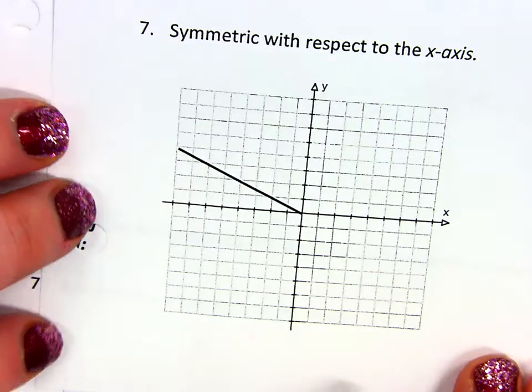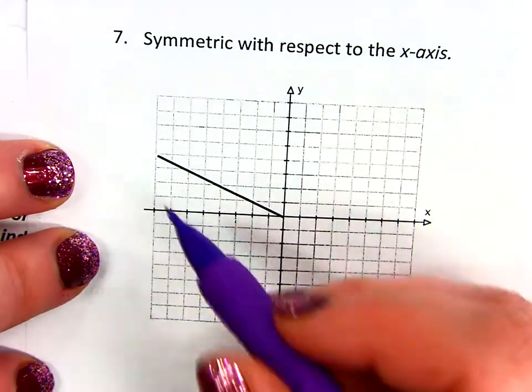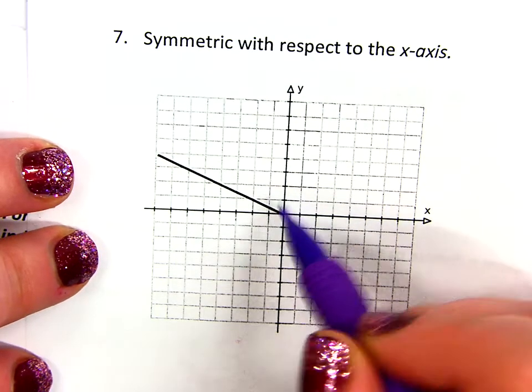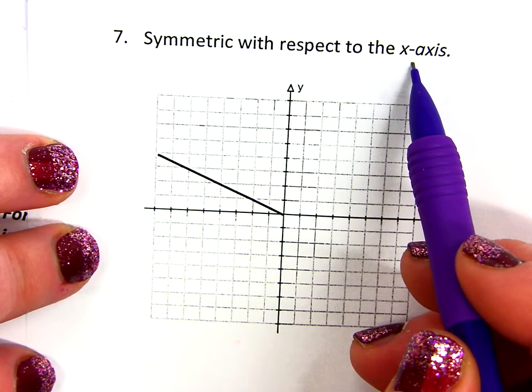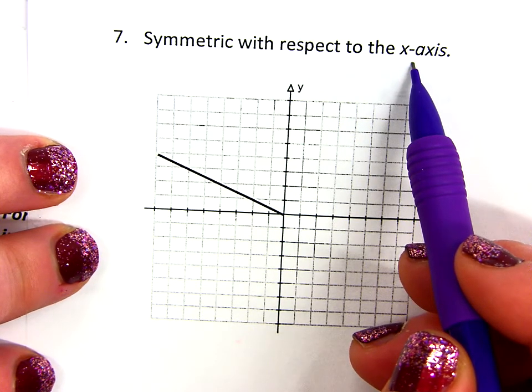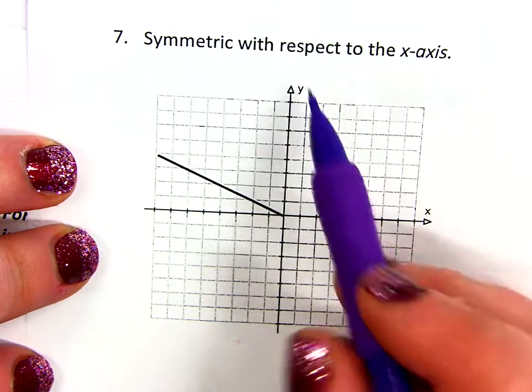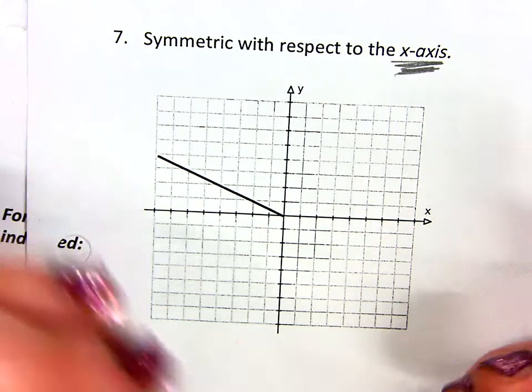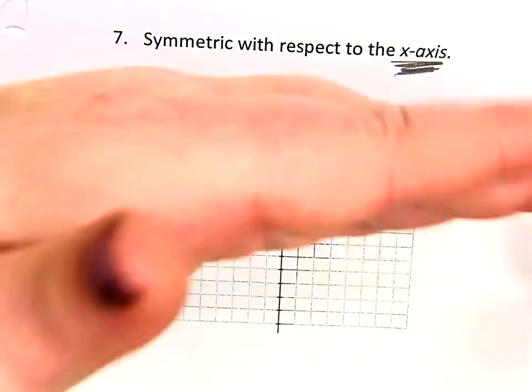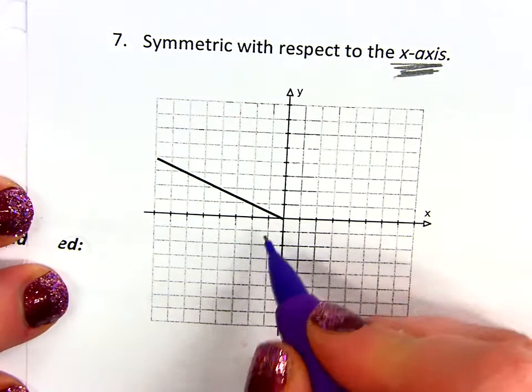Alright, then let's take a look at the very bottom of the sheet. They have you sort of sketching out what it would look like. So this is part of the graph, and they want you to, if it were to be reflected over the x-axis, what would the rest of the graph look like? So remember what you're doing. If it's going to be symmetric over the x-axis, that means if I were to fold it along the x-axis, where would this end up?